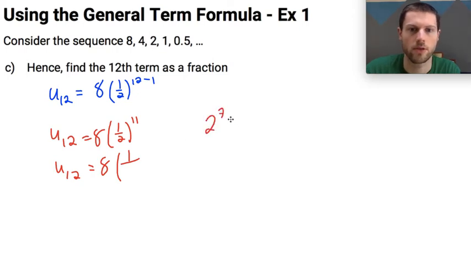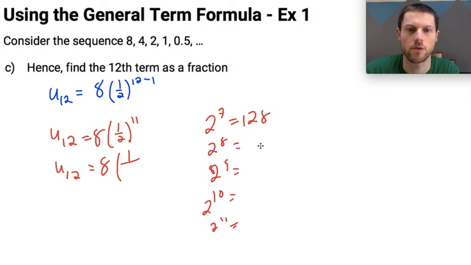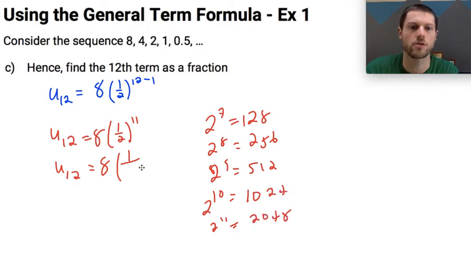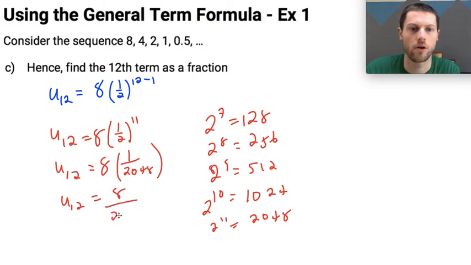I don't have that one written down. So 2 to the 7th I know is 128. Let's just count a little bit. 2 to the 8th, to the 9th, to the 10th, to the 11th. So this is going to be equal to 256, 512, 1024, and 2048. So 2 to the 11th is 2048. All right, now we multiply that together. u sub 12 is equal to 8 over 2048.